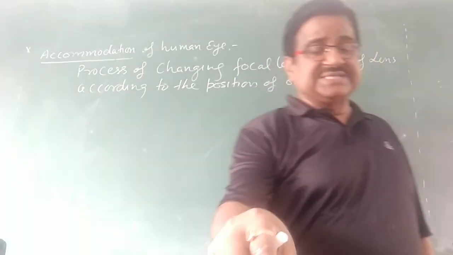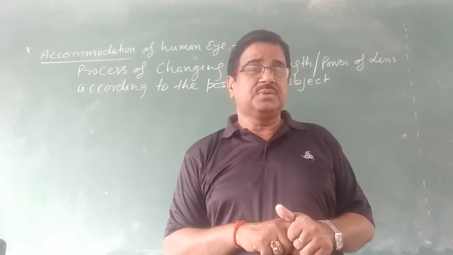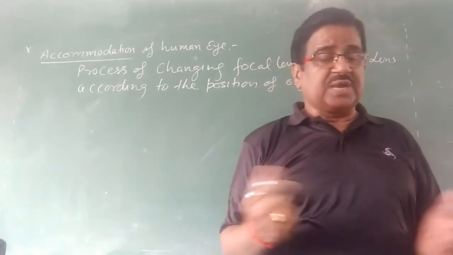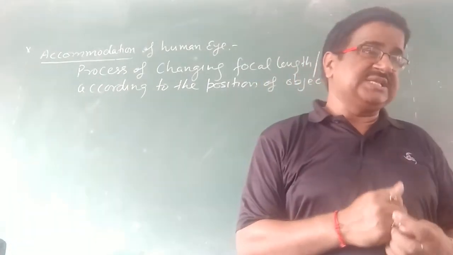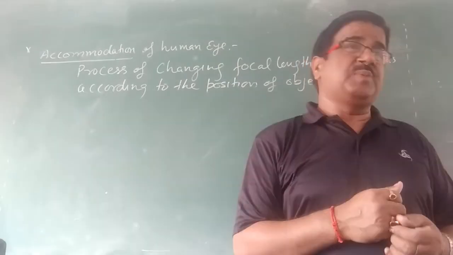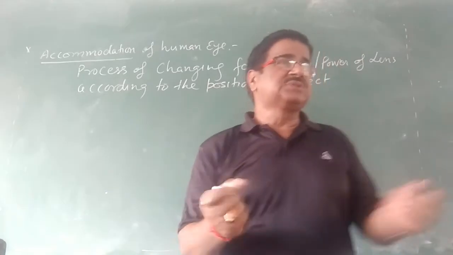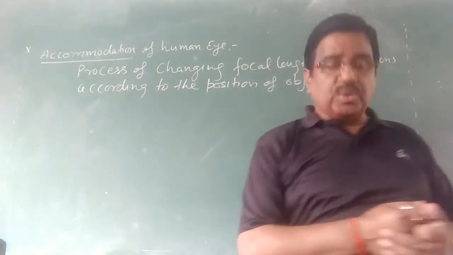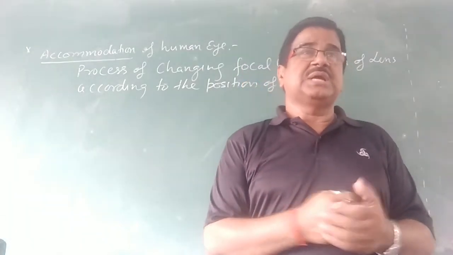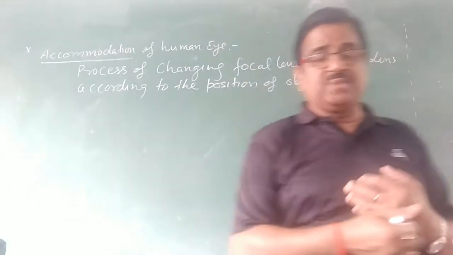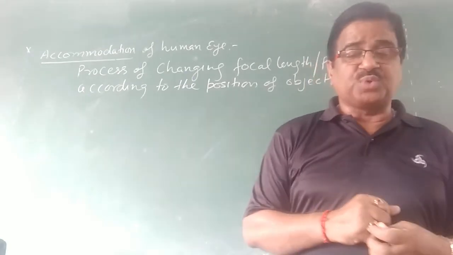The eye lens is composed of a fibrous jelly-like material, and its curvature can be modified to some extent by the ciliary muscles. Ciliary muscles, in the previous video I have given you the function of ciliary muscles, that it holds the lens and also helps in accommodation. So the curvature of the eye lens can be modified with the help of ciliary muscles. The change in the curvature of the eye lens can thus change its focal length.